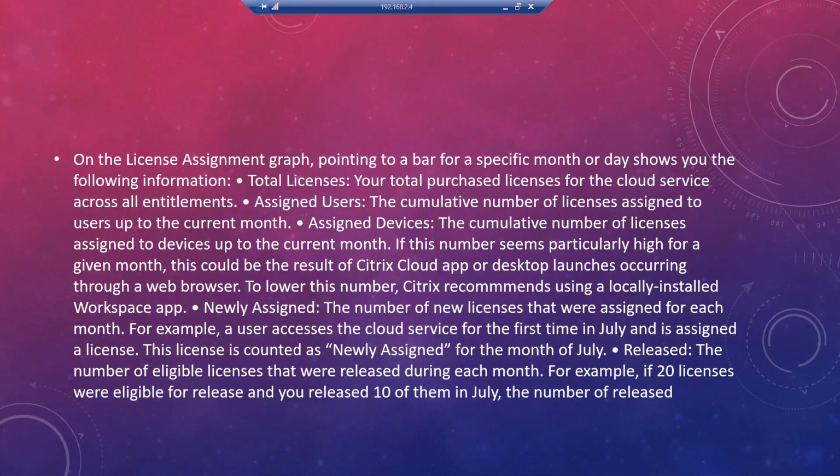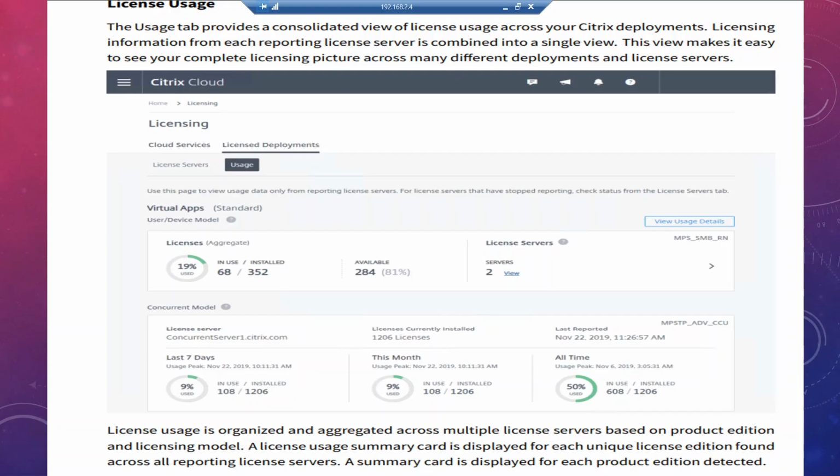We have already finished this. License usage. The usage tab provides a consolidated view of license usage across your Citrix deployments. Licensing information from each reporting license server is combined into a single view. This view makes it easy to see your complete licensing picture across many different deployments and license servers. Once you click on licensed deployments here, you will find the details of everything. So this is virtual apps.